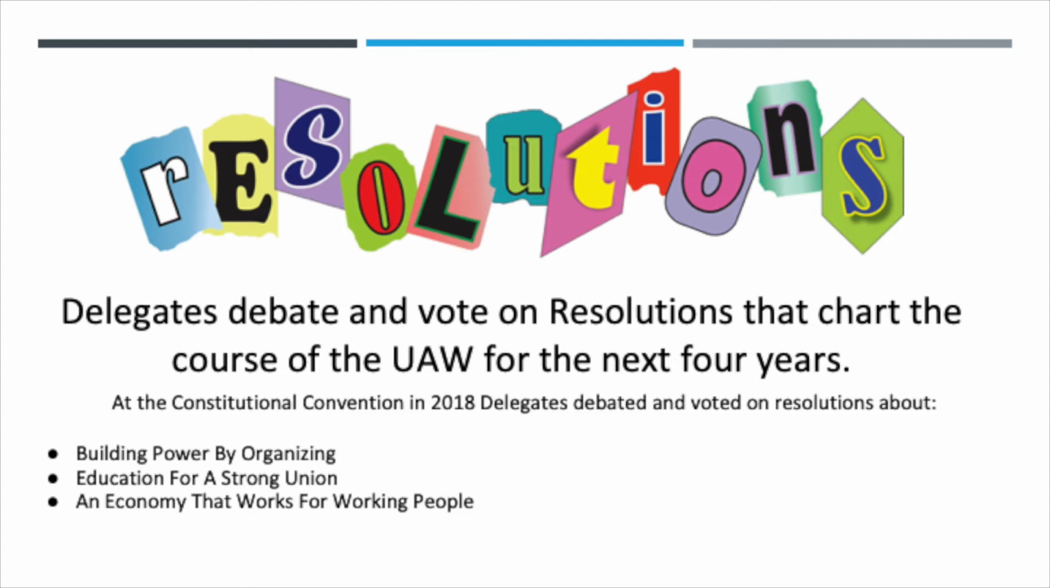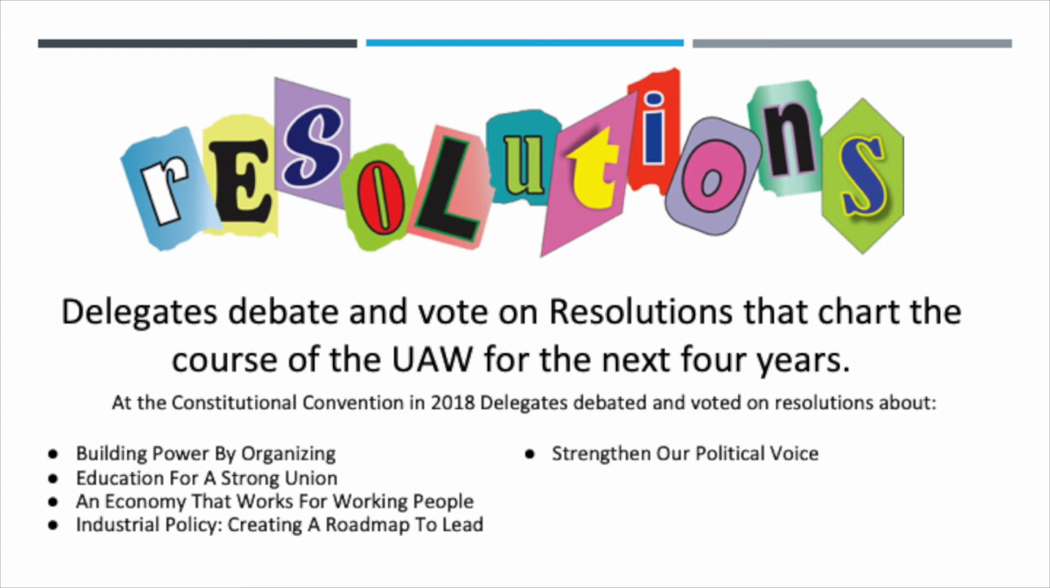For decades, workers' wages increased with rising productivity and strong union contracts. What they didn't mention was that they've included tiers and temps in those supposedly strong union contracts. And then we debated industrial policy, creating a roadmap to lead, and strengthening our political voice.